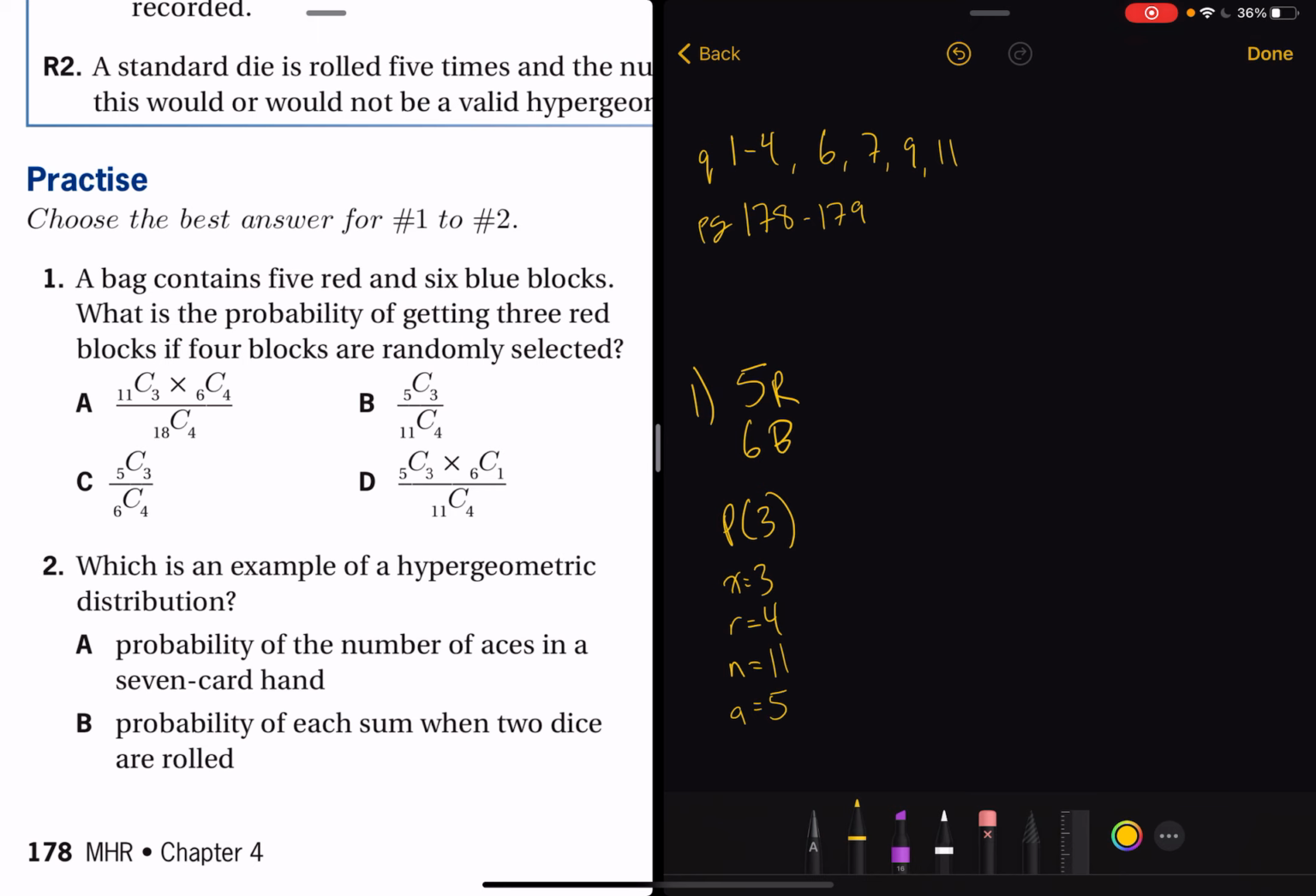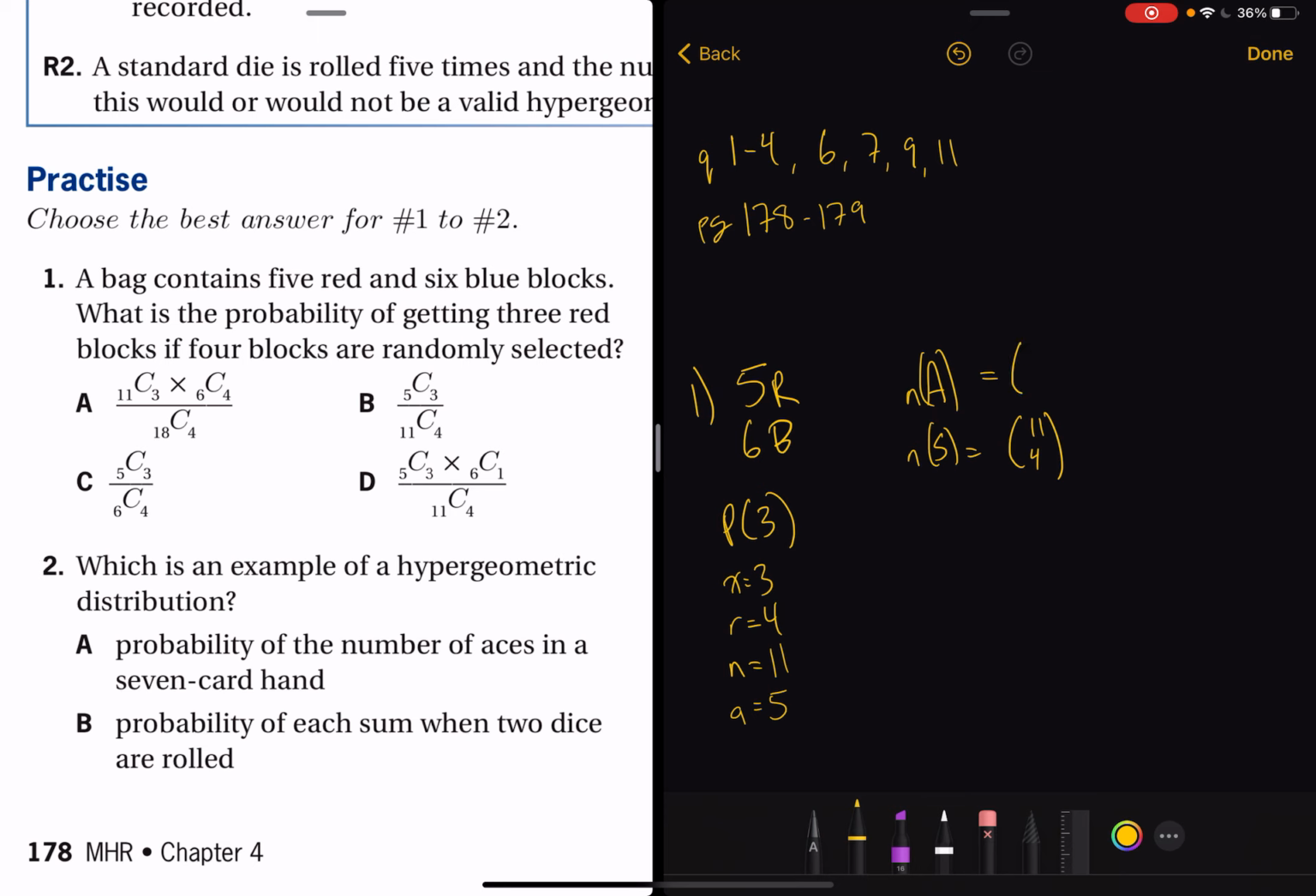Well, we could do the formula, but I like to think about it as the probability of getting 3 reds. How many ways can I get that? That's NA over NS. Well, NS is easy, right? There's 11, and we're going to choose 4. So that's easy. NA is basically how many ways can I get 3 red blocks?